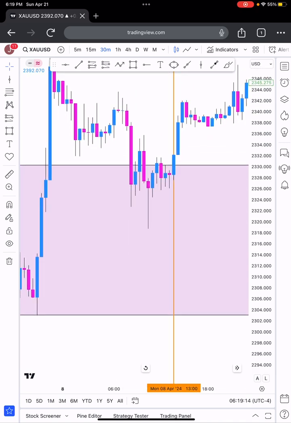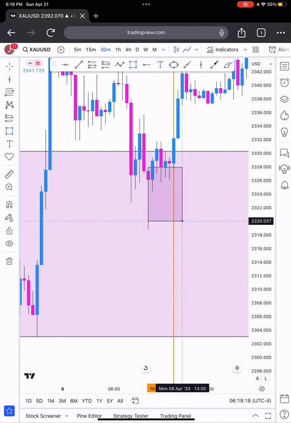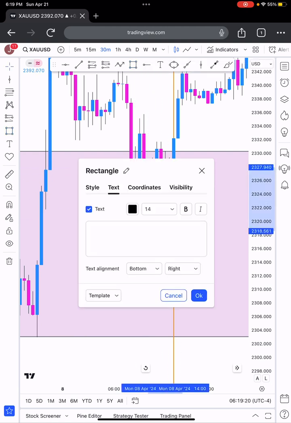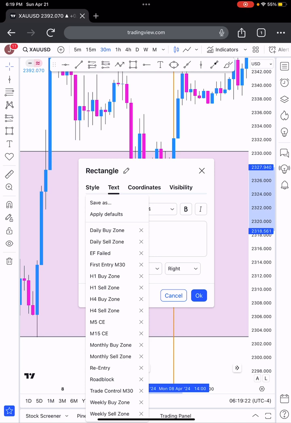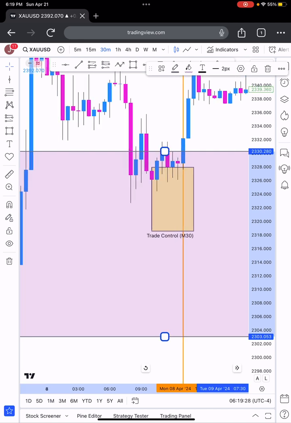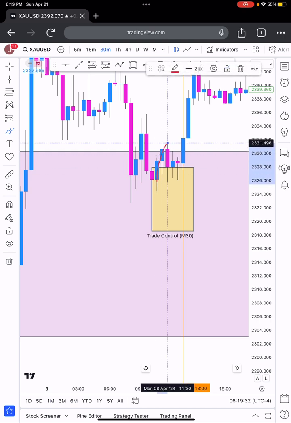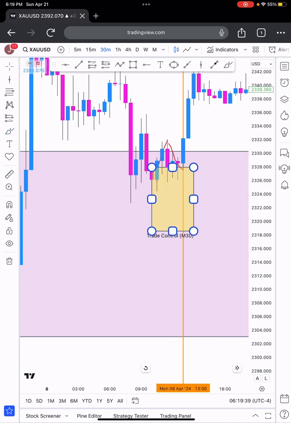See if price created a trade control. Yes, it did. Trade control is right here. EG buy, so it's engulfing buy. Trade control, okay. Now let's see if we can find a confirmation entry within this zone. So price broke out, came back into the trade control, so now we need to find a confirmation entry.